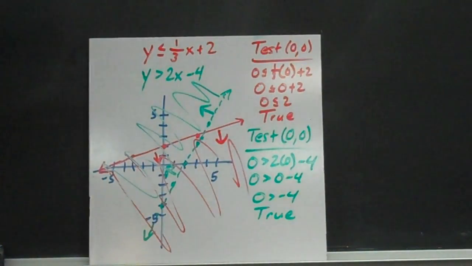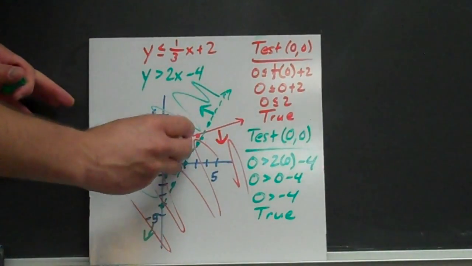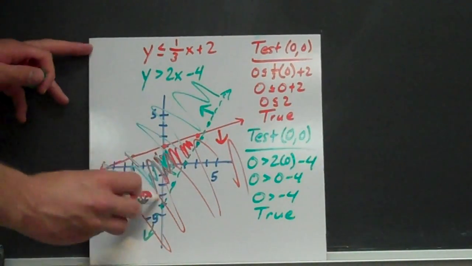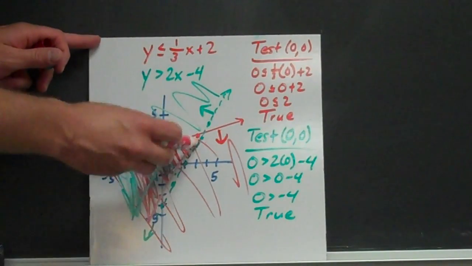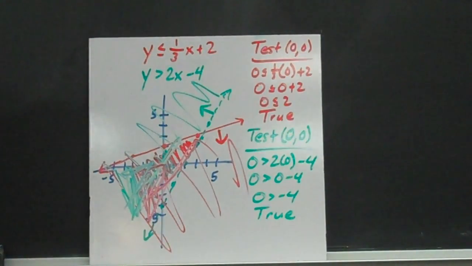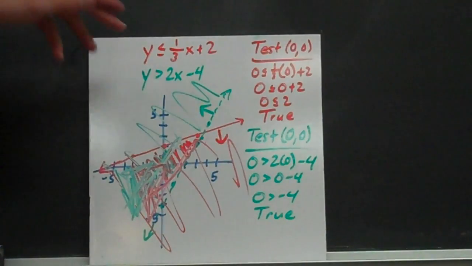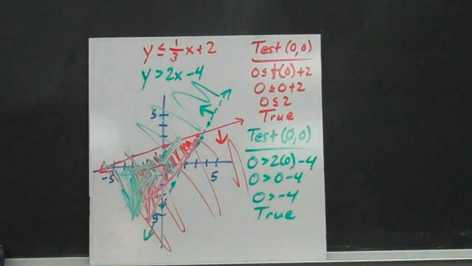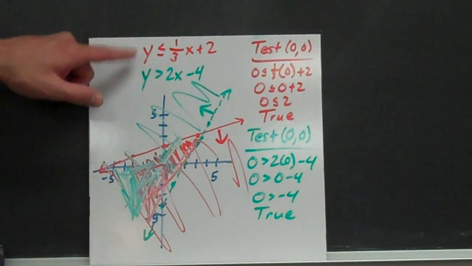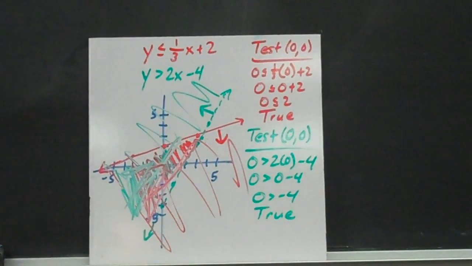So that is the answer. That is our solution. That is the spot that works for both of them. That is the area that we would want to color in darker. So that is our solution region. So when you're solving a system of two inequalities, you want to graph each one separately and then shade the region that works for both of them.